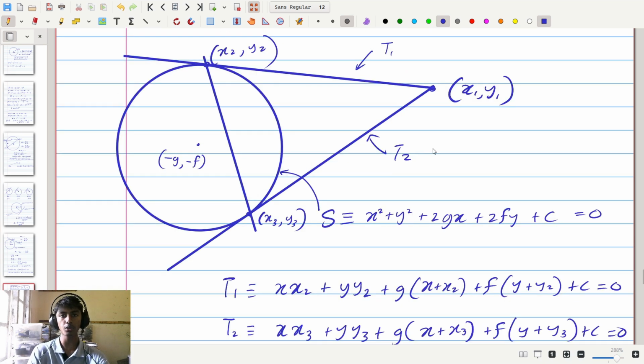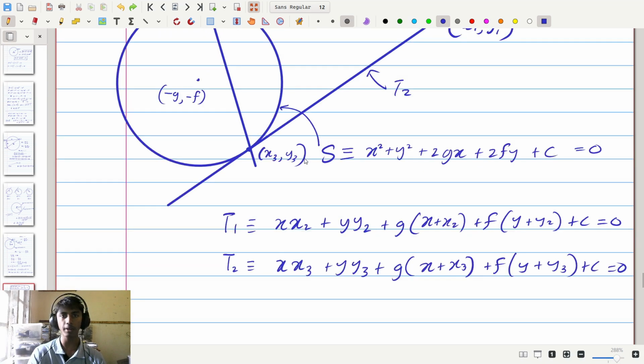Now what we're going to do is observe the fact that t1 and t2 both must pass through this point here, which is x1, y1. Given that both of these tangents t1 and t2 pass through the point x1, y1, substituting x equals x1 and y equals y1 into both of these should yield an answer of 0, as in both of these have the point x1, y1 on them.